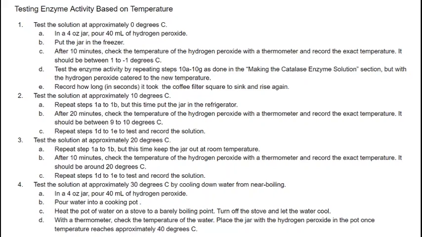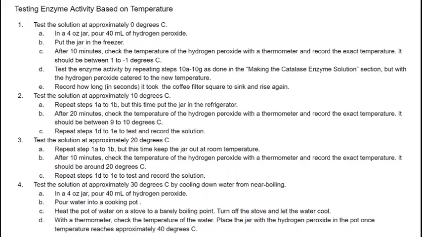Next, test the solution at 10 degrees Celsius, repeating steps 1A to 1B, but this time putting the jar in the refrigerator. Once the hydrogen peroxide is between 9 and 10 degrees, repeat steps 1D to 1E. After completion, test the solution at 20 degrees by repeating steps 1A to 1B, but keeping the jar at room temperature.